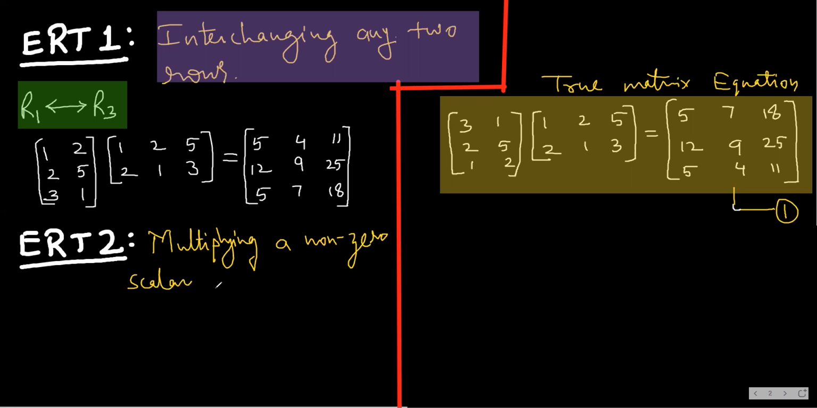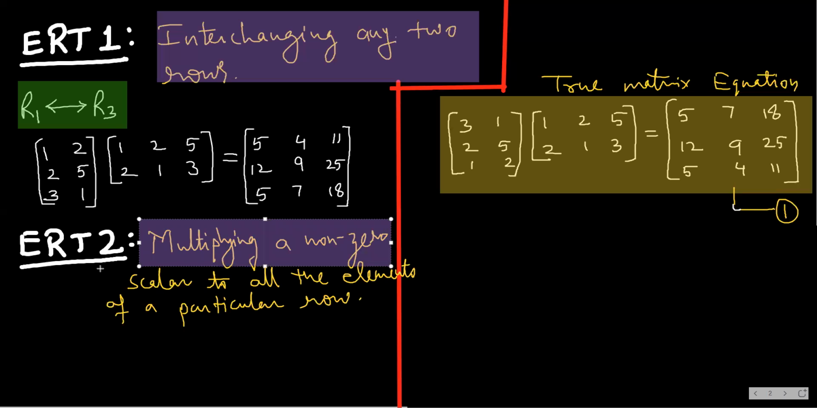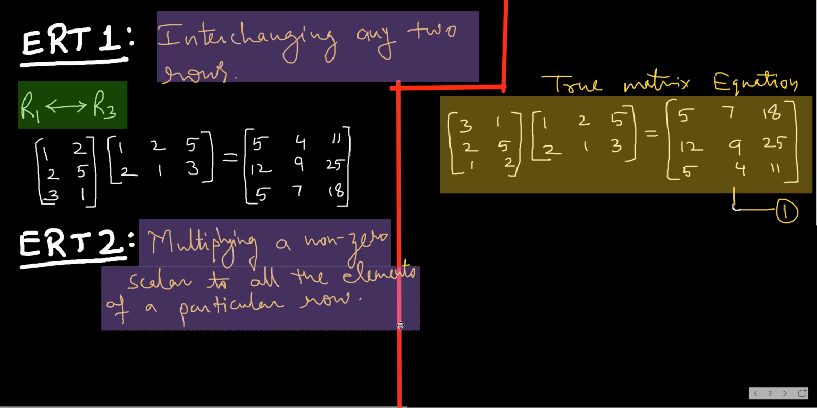So I wrote here: multiplying a non-zero scalar to all the elements of a particular row. Needless to say, that is a row of a prefactor matrix. You don't have to say prefactor matrix. Why? Because it is ERT, and if it is ERT, it has to be applied to the prefactor matrix only. So this is your ERT2. What are you going to do? You are going to multiply a non-zero scalar to all the elements of a particular row.